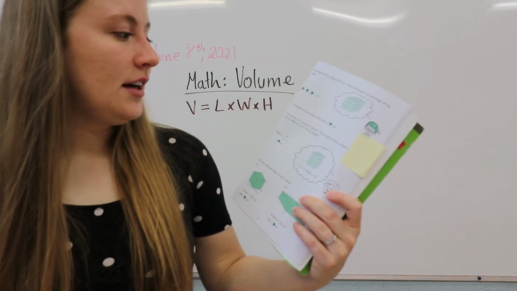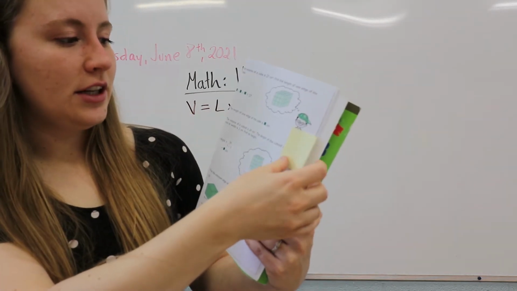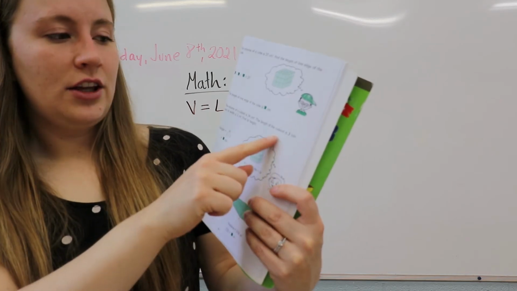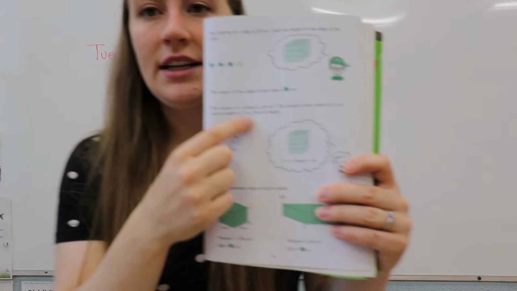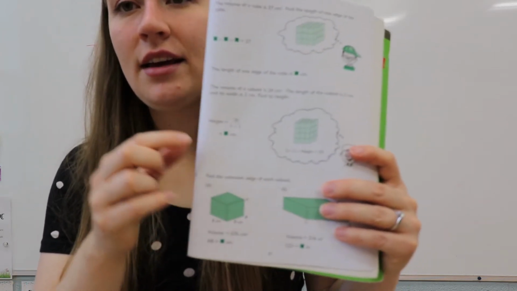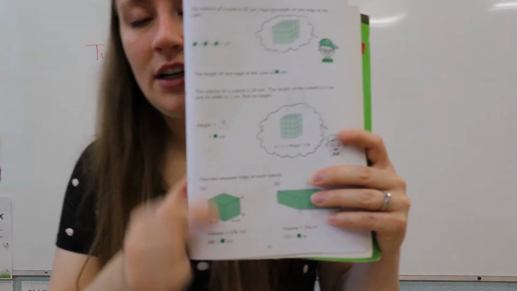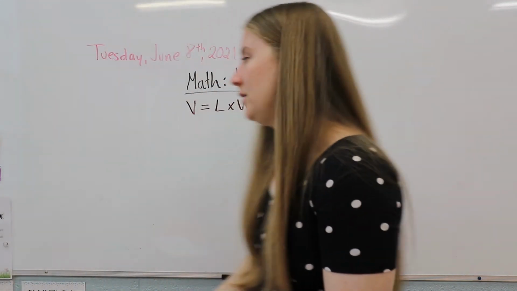So now let's look. The volume of a cuboid is 24 centimeters cubed. The length of the cuboid is 3 centimeters and its width is 2 centimeters. So find its height. So again, we can see visually they're showing us what it might look like, but this is the formula that we're gonna use together. And we're gonna do this now to figure out what the height is, okay?